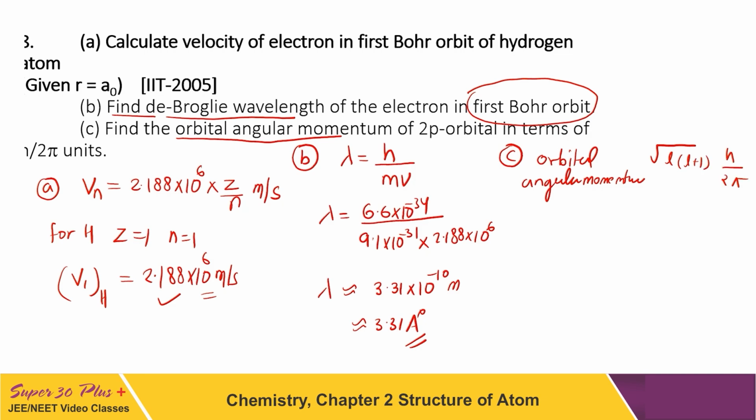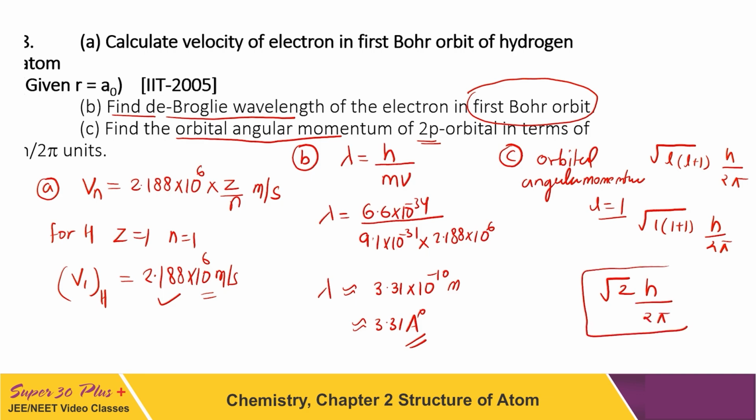In this equation, what is the value of L? It is the azimuthal quantum number. Now the question is being asked for 2p orbital. For 2p orbital, the value of L will be 1. So orbital angular momentum will be under root 1 into 1 plus 1 h upon 2 pi. So the final answer will be under root 2 h upon 2 pi. This will be the answer of this part 3rd. This is the answer of part 2. And here is the answer of part 1. Alright. Now the next question.